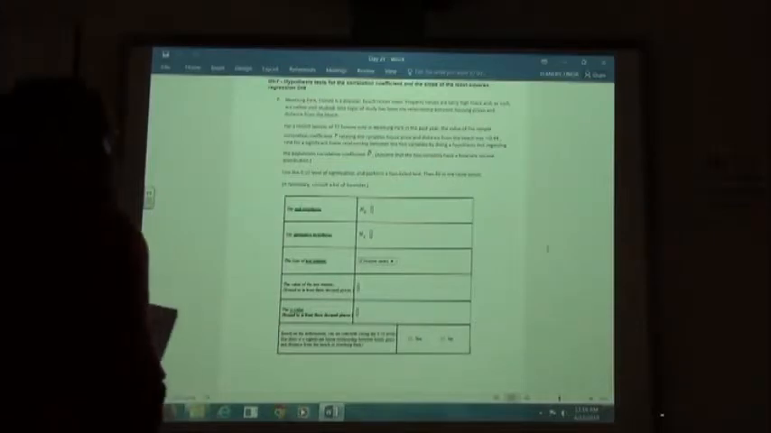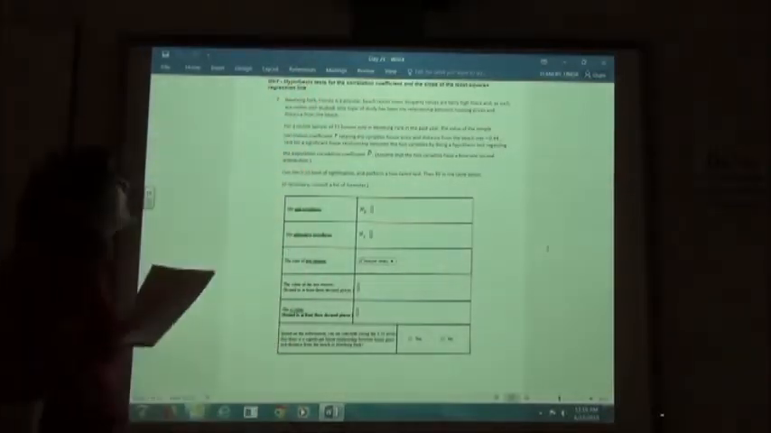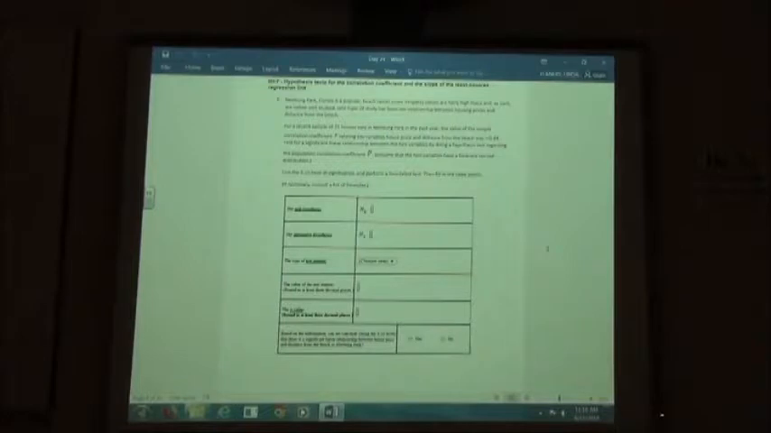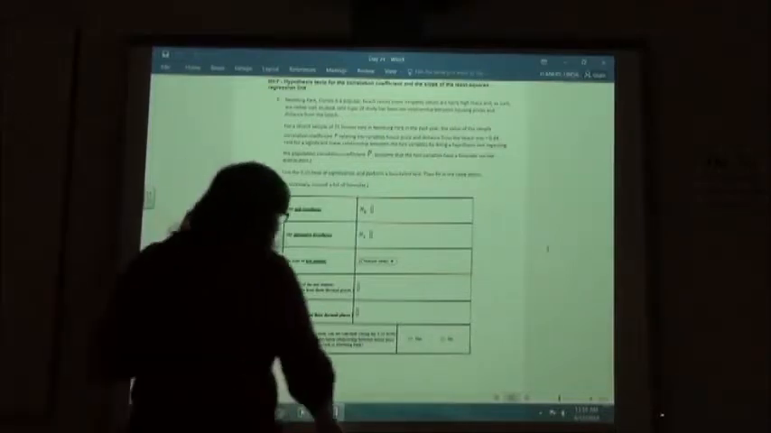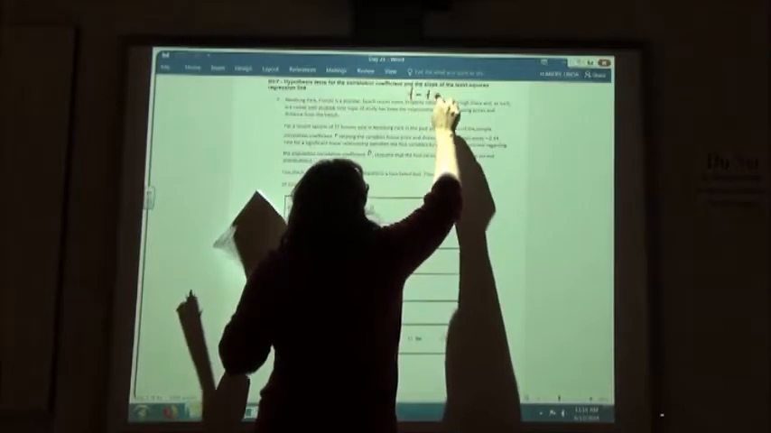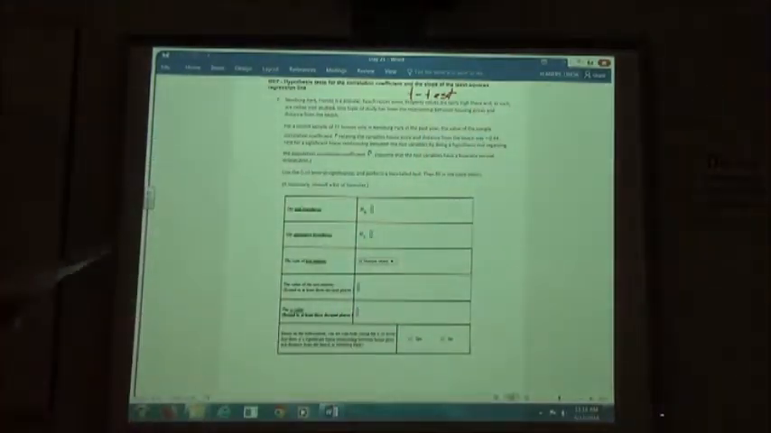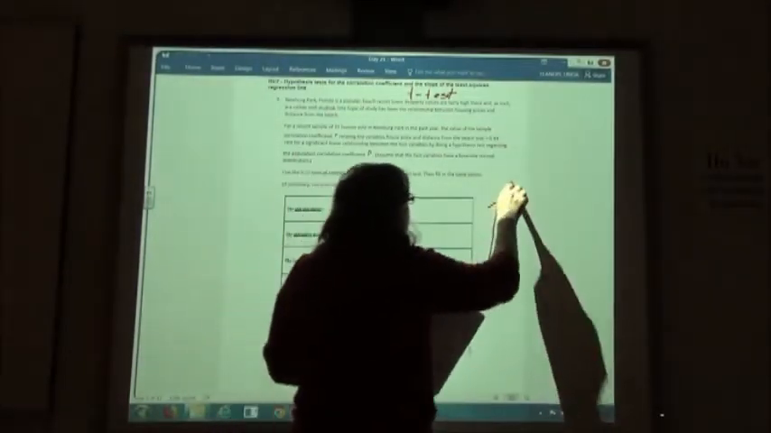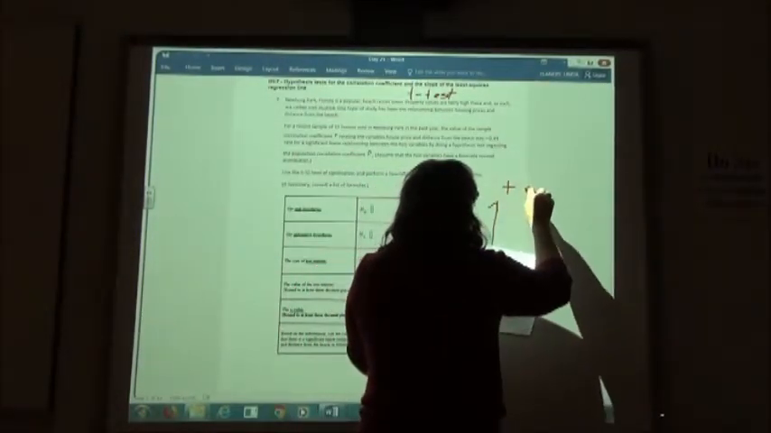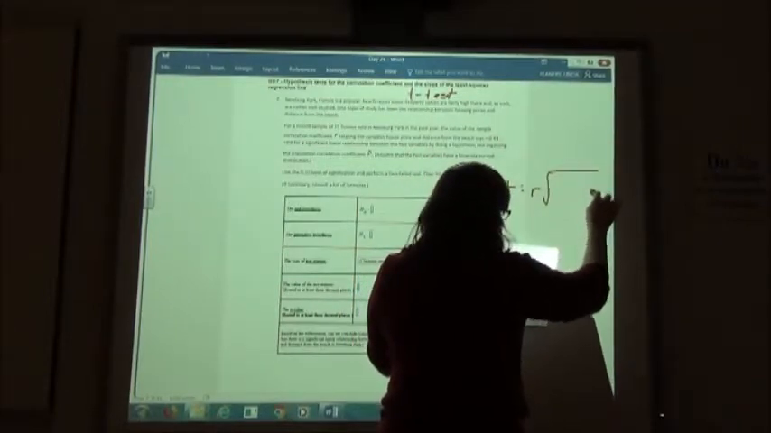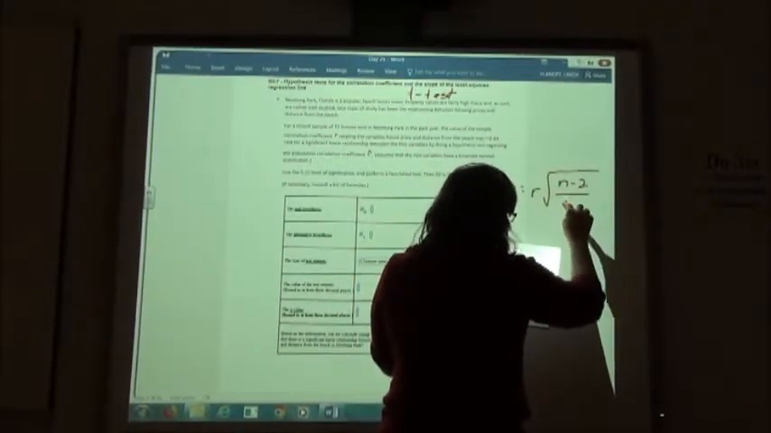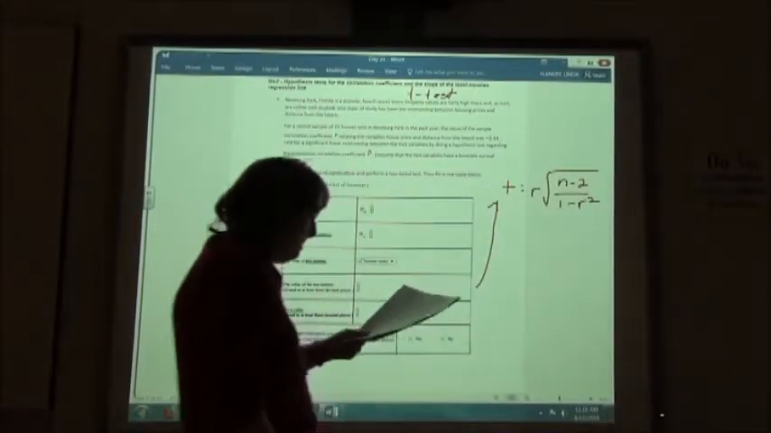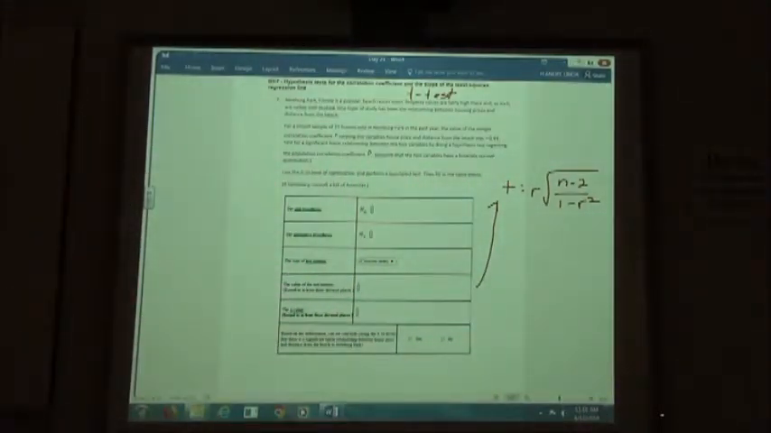All right, 7, 8, and 9, we're back to hypothesis tests. When we're doing the hypothesis test for the correlation coefficient and the slope of least squares, we're going to do a t-test. The value of our test statistic t is going to be equal to r times the square root of n minus 2 over 1 minus r squared. We'll get into all those, but there's the main formula we're going to use.